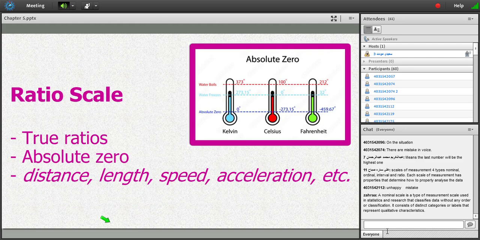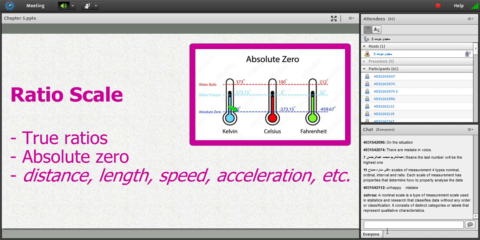We have the fourth type, which is called the ratio scale, which has absolute zero, and it is mostly used for distance, length, speed, acceleration. In physics, mostly it is useful. Why? Because we have absolute zero. For example, when you say the mass of something is zero, it means that it doesn't exist. When you say there is no distance between my house and your house, it means that there is no distance. So here we have absolute zero. Absolute zero means the absence of that characteristic.